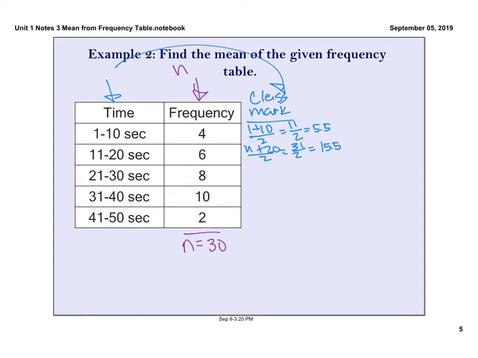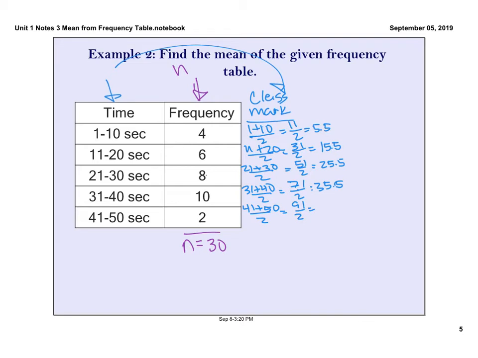Once you do a few of them, you can start to recognize the pattern here. 21 plus 30 over 2, that's 51 over 2. That's 25.5, and you can see I'm going up by 10. I started at 5.5 and I'm increasing by 10 each time, which makes sense because my intervals go up by 10, so then my mid-range is going to go up by 10 as well. So if I keep going, I've got 31 plus 40 over 2, that's 71 over 2, which is 35.5, and the last one, 41 plus 50 over 2, is 91 over 2, which is 45.5.